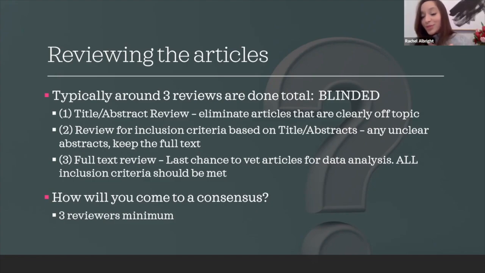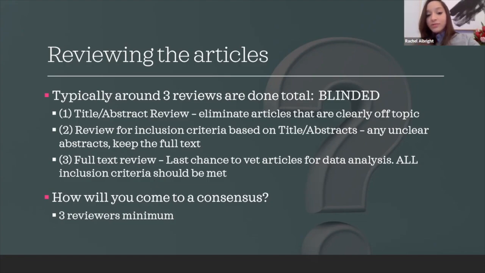A lot of these abstracts are only 250 words. They're not comprehensive. If that abstract does not have all the information you need, you do not get rid of it unless it's clear it does not meet the criteria, which it might not be clear just by a 250-word summary, right? If it's not clear, you keep it until the next review, okay? So that's your second review.